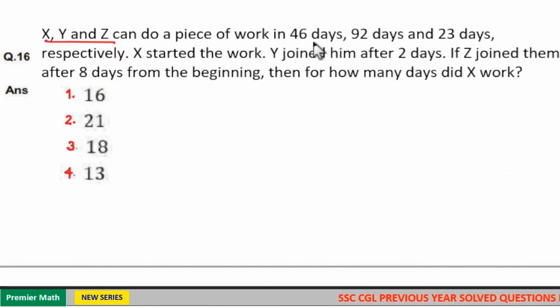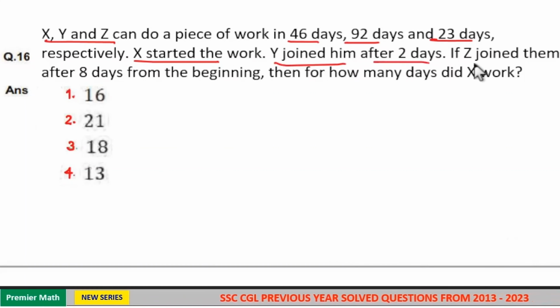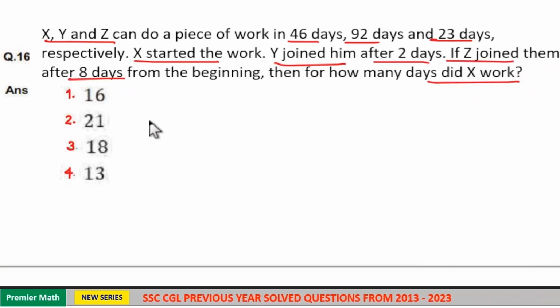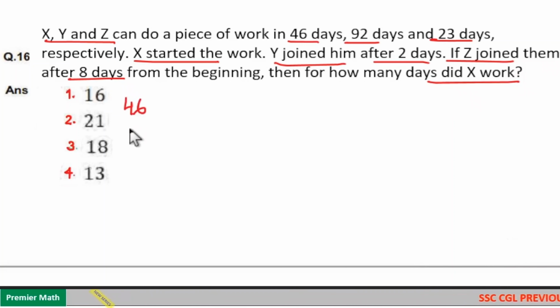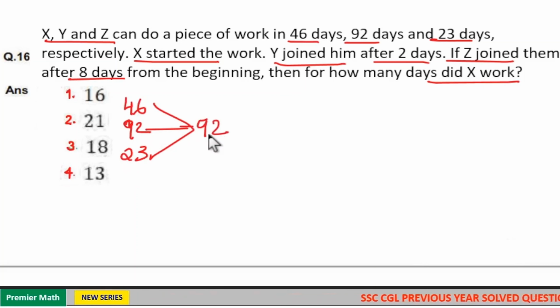X, Y, Z can do a piece of work in 46 days, 92 days and 23 days respectively. X started the work, Y joined him after 2 days. If Z joined them after 8 days from the beginning, then for how many days did X work? Here X, Y, Z can complete a work in 46 days, 92 days and 23 days. All are doing the same work. Take the LCM. LCM is equal to 92. 46 goes 2 times in 92. 92 goes 1 time in 92. 23 goes 4 times in 92. That is, total work is 92 units.